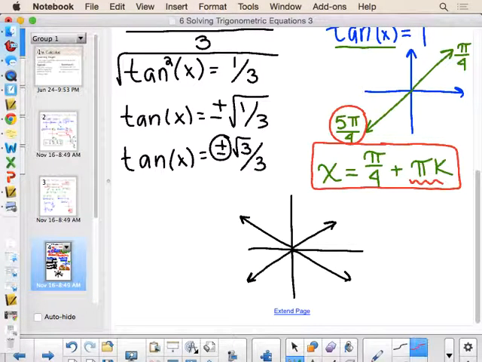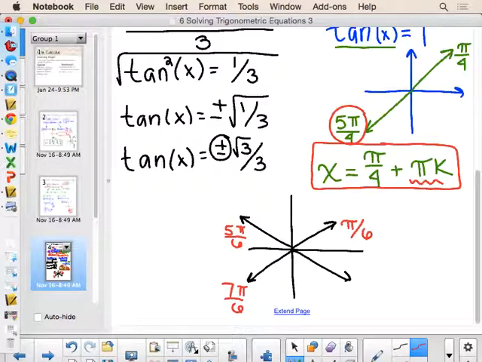So things I'm thinking about. Who has the tangent value of root 3 over 3? Hopefully you're thinking that's my 30-degree reference angles. So we have pi over 6 located in the first quadrant. We also have 5 pi over 6 located in the second. We also have 7 pi over 6 located in the third.